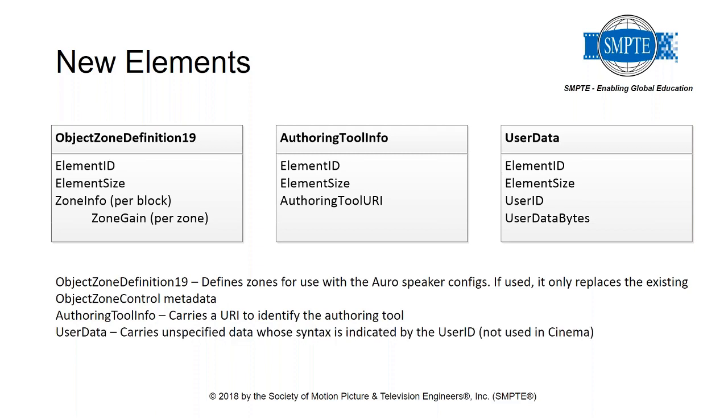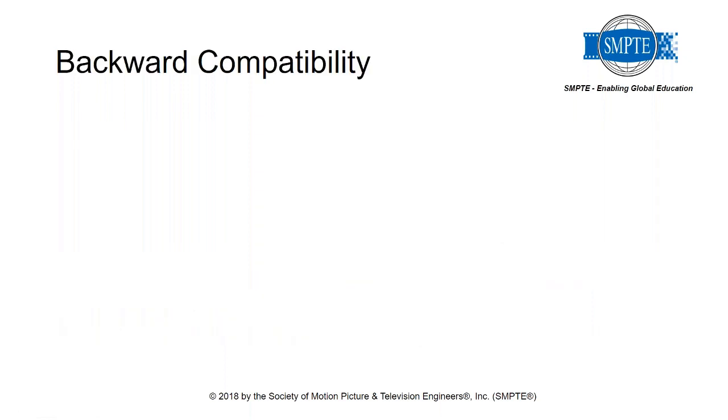And then there's a user data element. This was done purely for extensibility purposes. It allows a single ID to be used to identify a user data element, but then there's a user ID, which is a UUID, which is a 16-byte unique number to identify the syntax of the bytes that follow. This is not used in cinema because people felt it would be too open-ended and not interoperable.